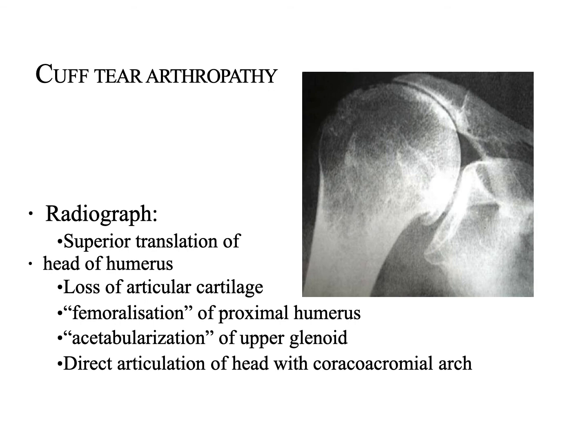On radiograph, we see superior translation of the humeral head, loss of articular cartilage, femoralization of the proximal humerus, acetabularization of the upper glenoid, and direct articulation of the head with the coracoacromial arch.